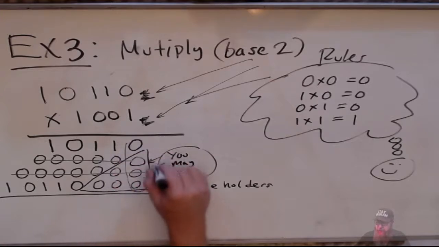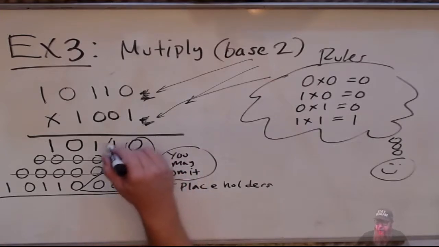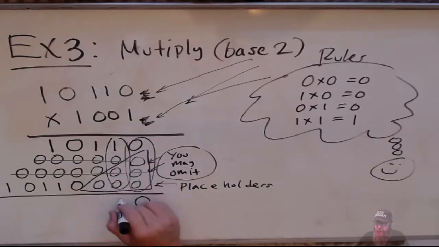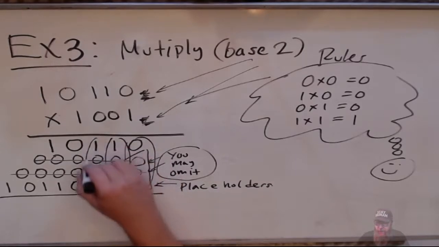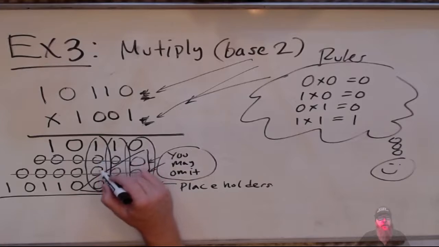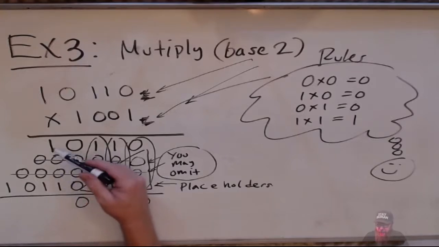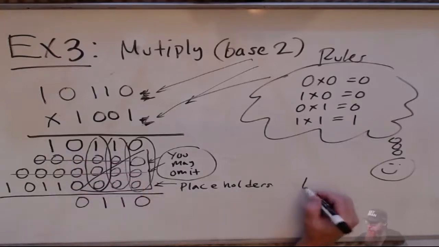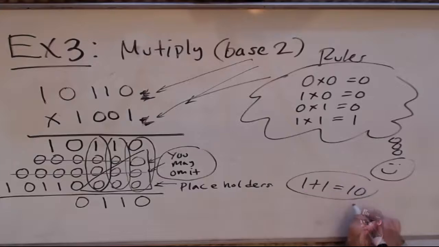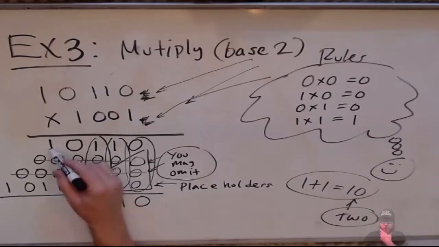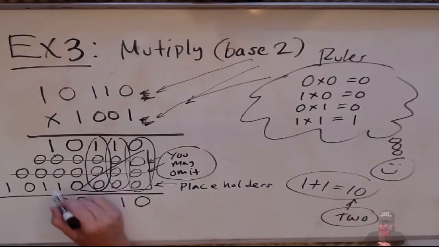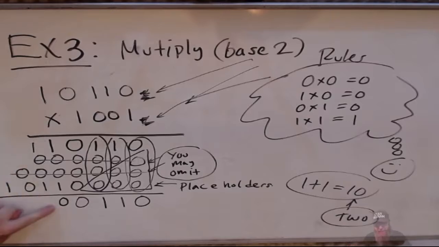0 plus 0 plus 0 plus 0, that's 0. 1 plus 0 plus 0 plus 0, that's 1. 1 plus 0 plus 0 plus 0, that's also 1. 0, 0, 0, 0, that's 0. Now here's where it gets tricky. Remember, 1 plus 1 is 2, but 2 looks like 10. So you have 1 plus 1 is 10, or 2, but it looks like 10.